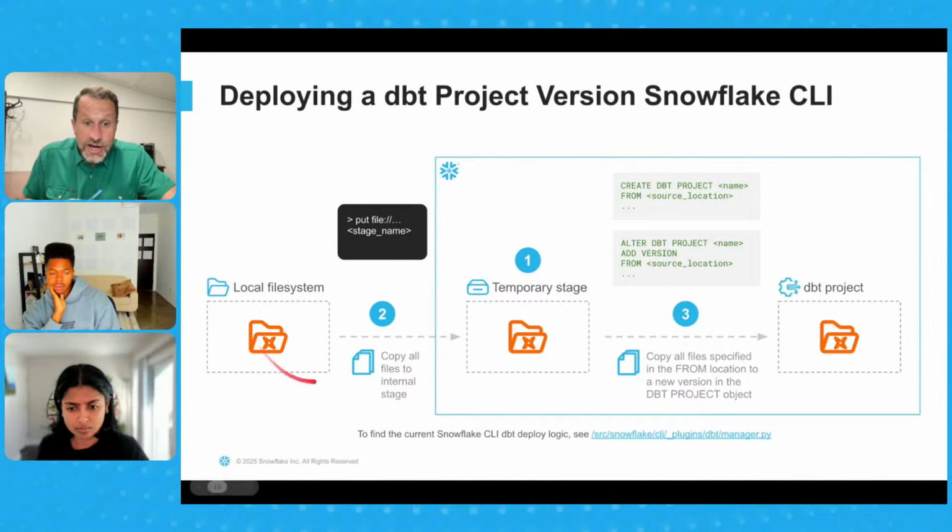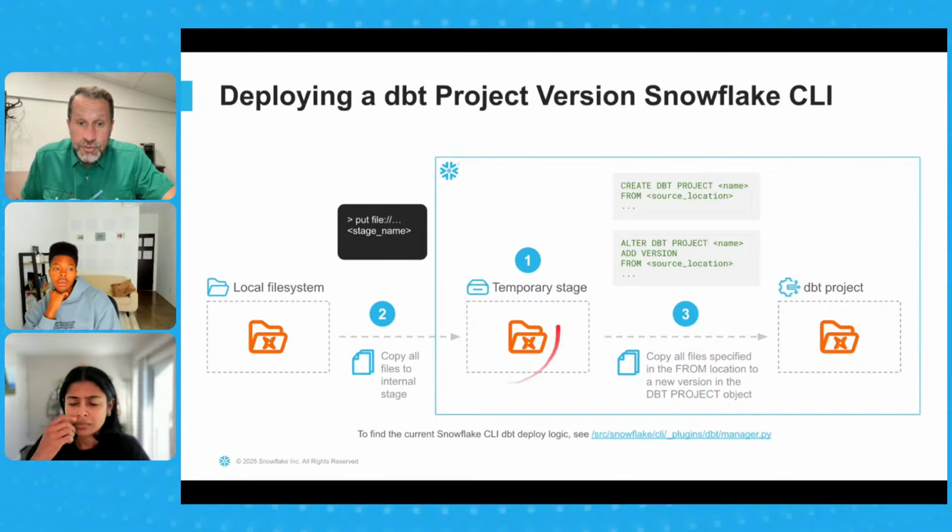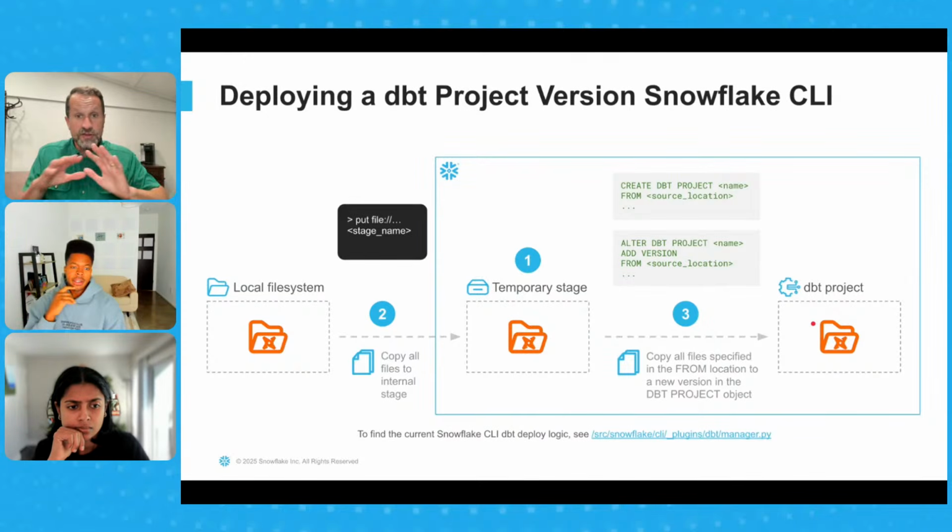What it does is it copies all of those files into an internal stage. It creates a temporary stage, copies them into the stage, and then, depending on the state of your Snowflake account, it'll run either a CREATE DBT PROJECT or an ALTER. And then with those files from the temporary stage, it creates another copy of those into the object. So we actually have two copies of the files happening here. The first one is temporary, so it'll be thrown away when it's done, but the second one is persisted in the object. Hopefully that makes sense. All of this is done by the CLI for you, and this makes it really easy.